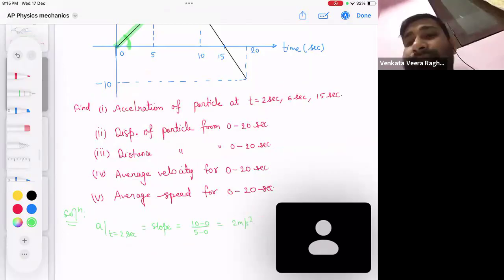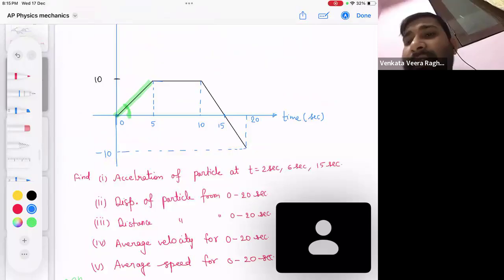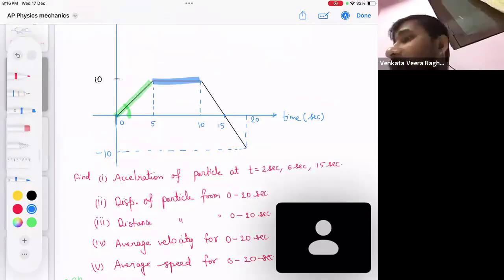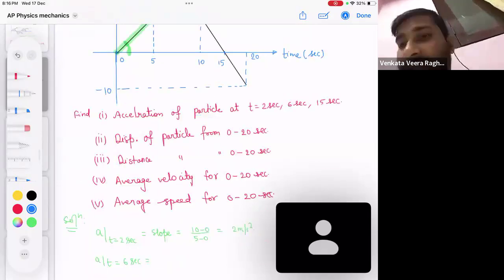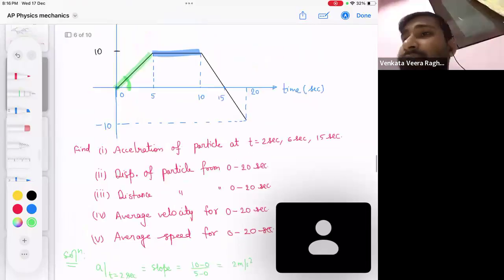What is the acceleration at t equal to 6 second? Check it. What is the slope at t equal to 6 second? Is that 0? Please check it, everyone. See the graph. Is this graph showing 0 slope? Because it is parallel to x-axis. Any line which is parallel to x-axis gives us how much slope? It gives us 0 slope. Understood? So that's why acceleration at t equal to 6 second is 0.